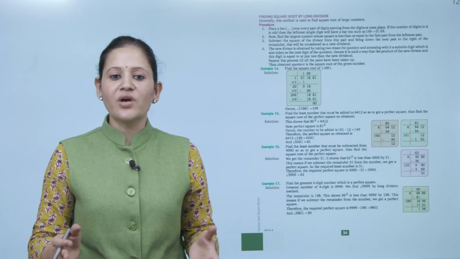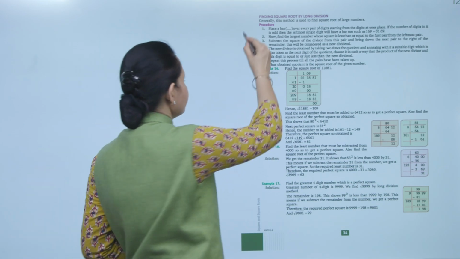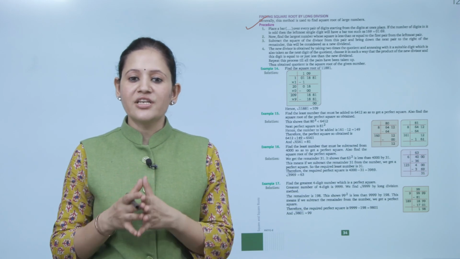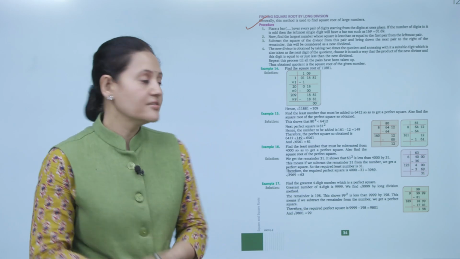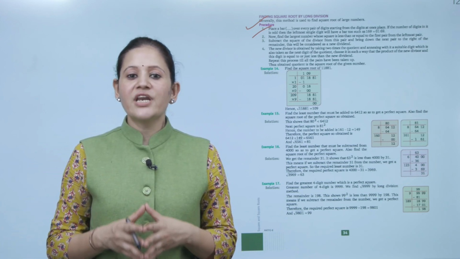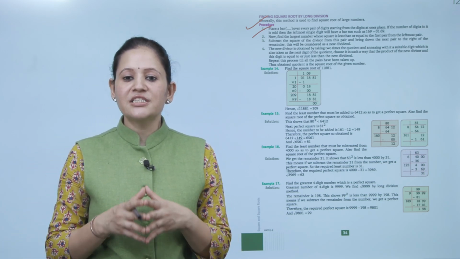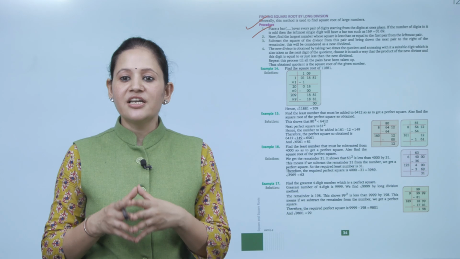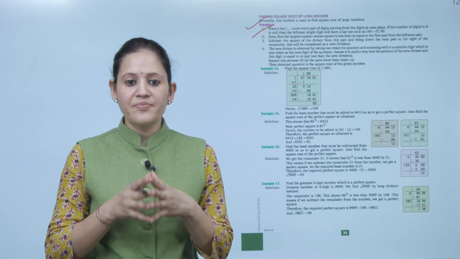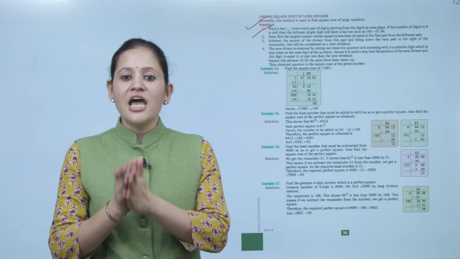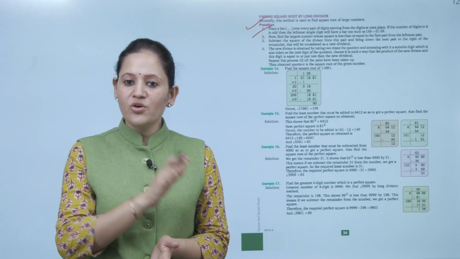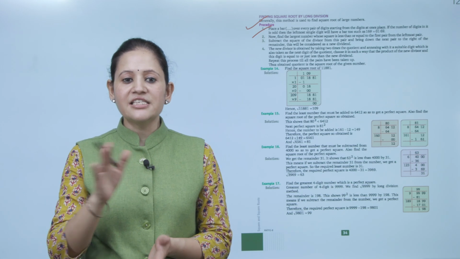Next is finding square root by long division. Generally, this method is used to find the square root of large numbers. Procedure: place a bar over every pair of digits starting from the digit at one's place. If the number of digits is odd, the leftmost single digit will have the bar too, such as 169, so 1 and then 6, 9.